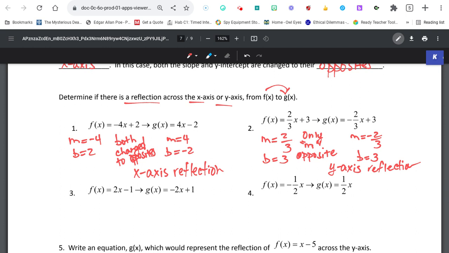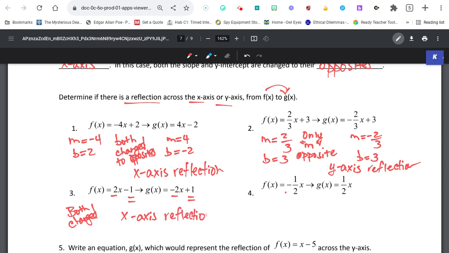All right, taking a look at number 3, the slope is 2, and went to negative 2. Slope is negative 1, went to positive 1. Both changed. So when both change, it goes to its x-axis reflection.